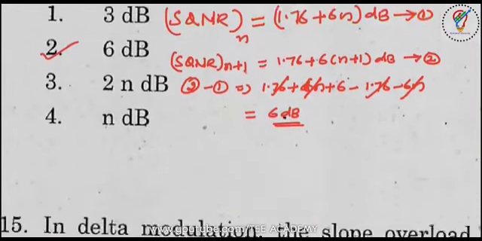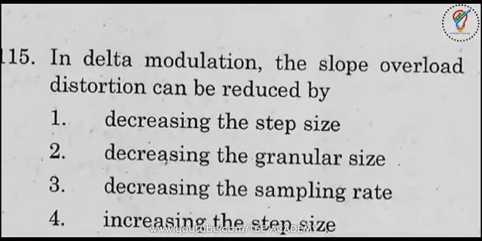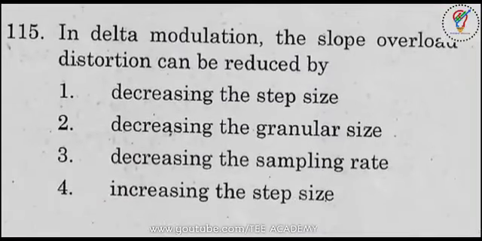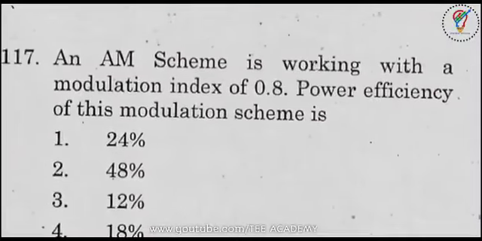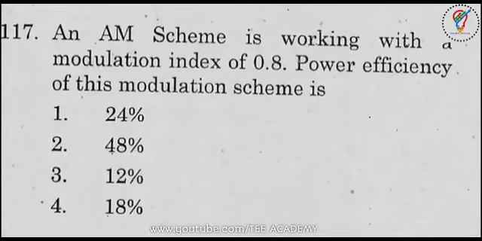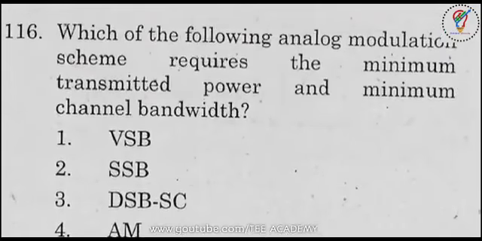Okay, and the next question: in delta modulation the slope overload distortion can be reduced by. In the delta modulation technique, the slope overload can be reduced by increasing the step size. So the fourth one is the right answer. Now next we will move to question number 116: which of the following analog modulation schemes requires the minimum transmitted power and a minimum channel bandwidth? So it is SSB.